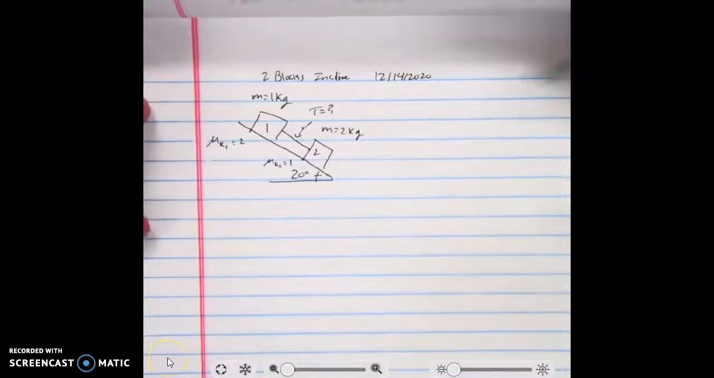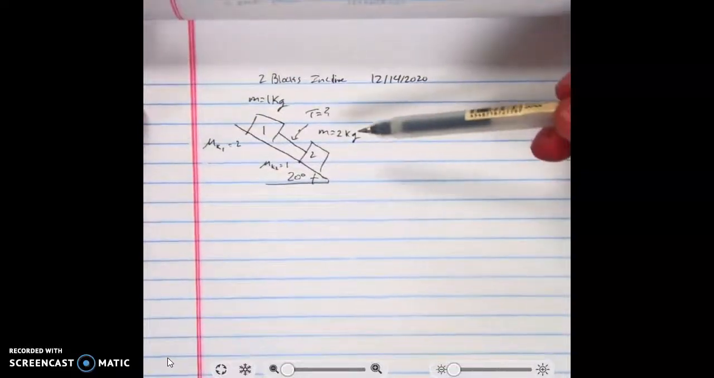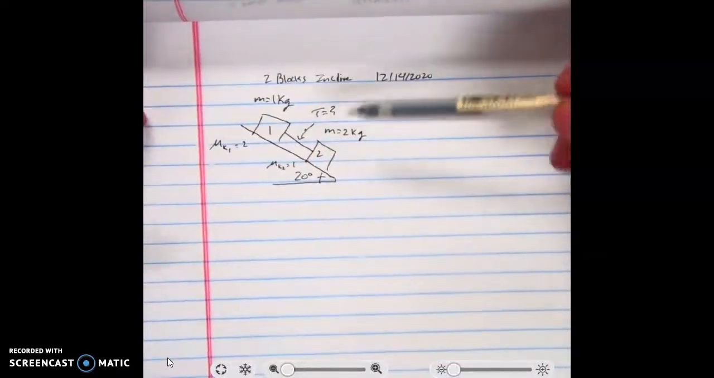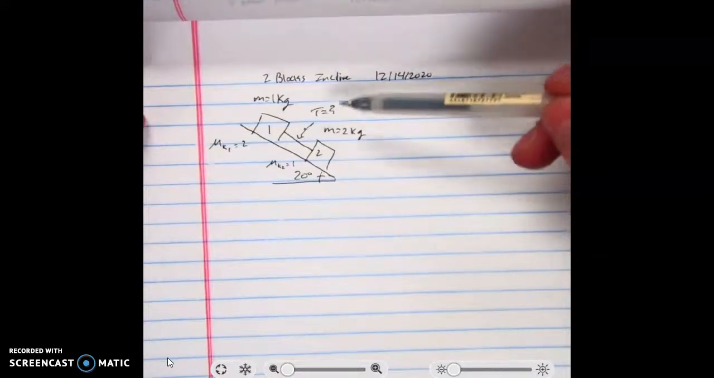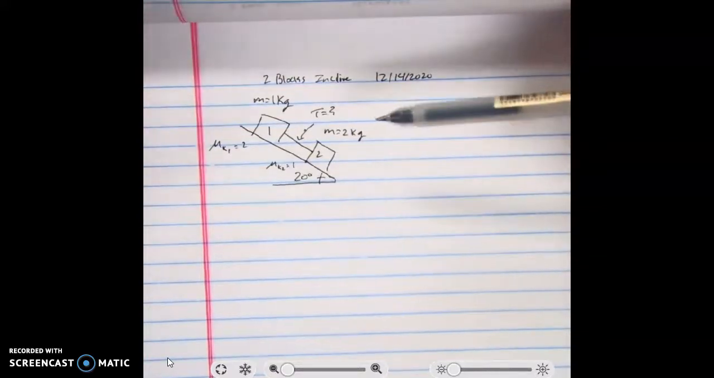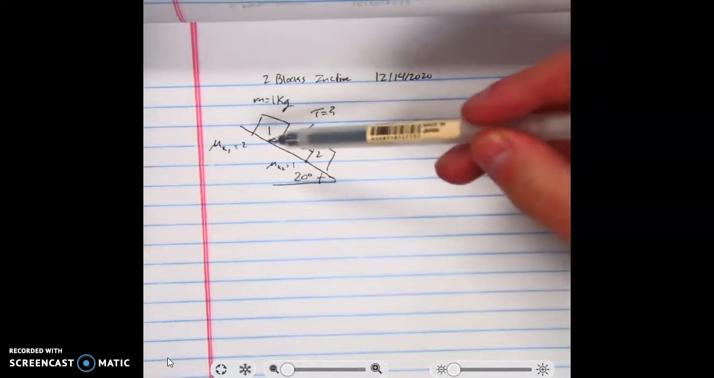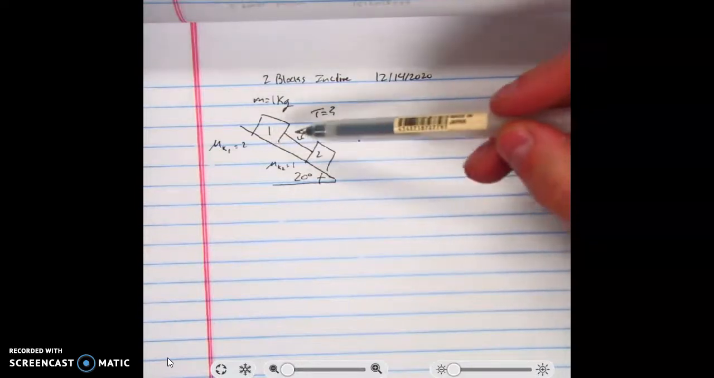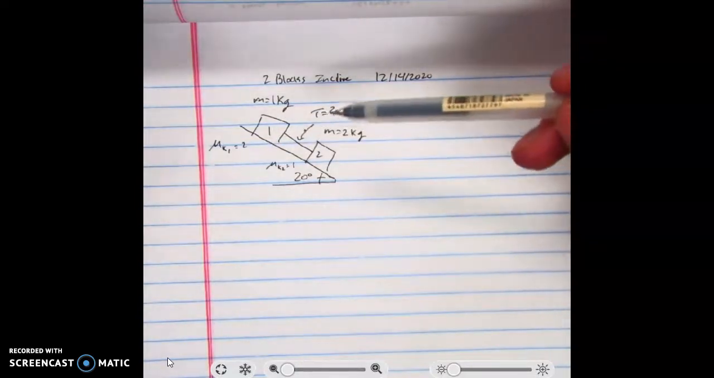All right, hi everybody. So this is our example question today. We have two blocks on an incline. The biggest change for this question from any other one I've done so far is this is our first time we've had two objects with forces acting on them.